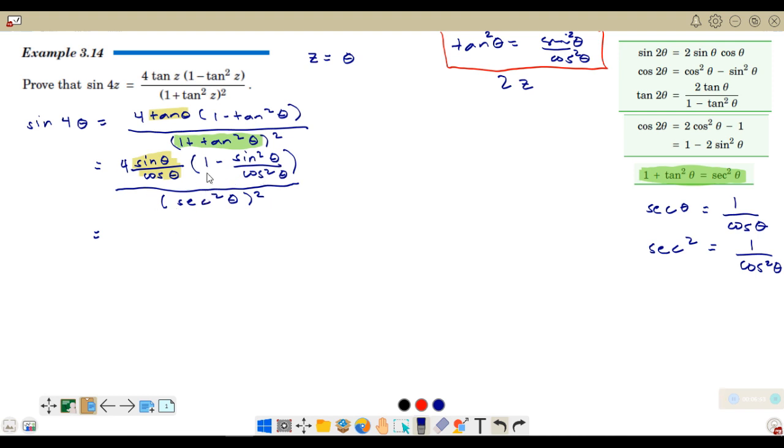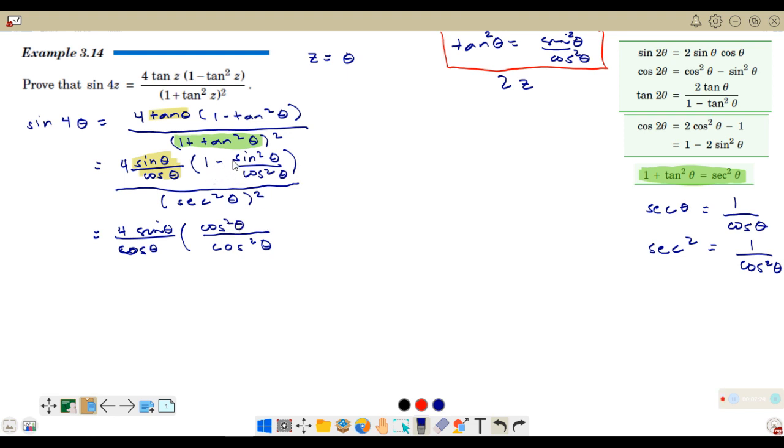Now, let's simplify the numerator. We have 4 sine theta over cosine theta times. Add natin yung dalawang terms inside the parenthesis. So, meron tong denominator na 1 sa baba. 1 times cosine squared theta is cosine squared theta. Now, let's perform cross multiplication. 1 times cosine squared theta is cosine squared theta.